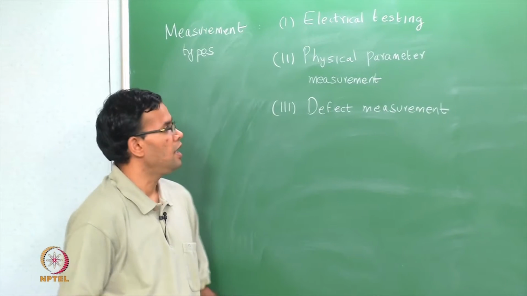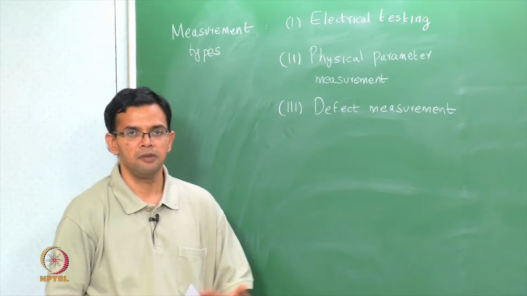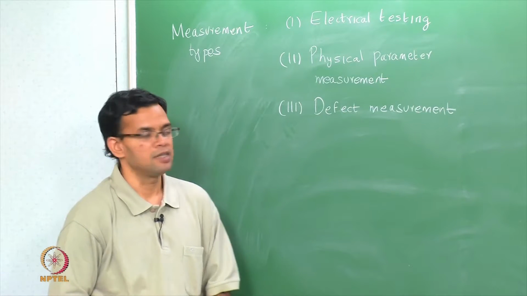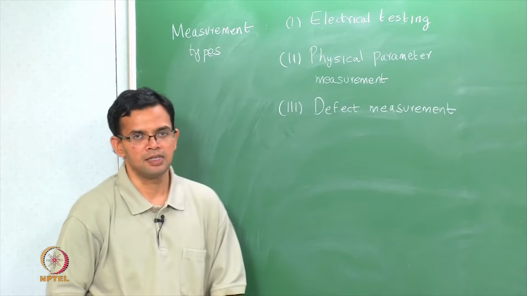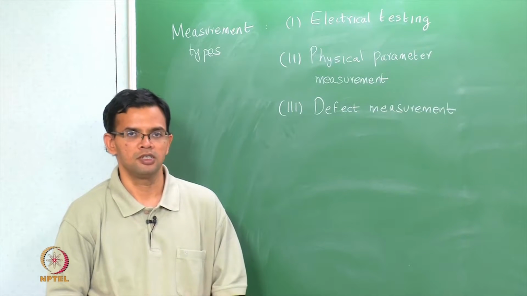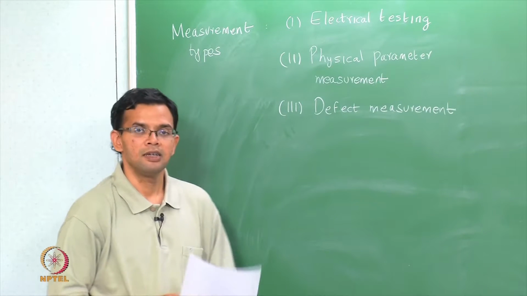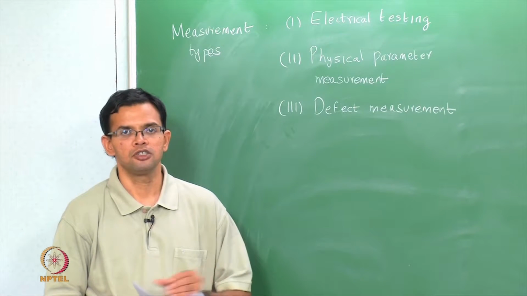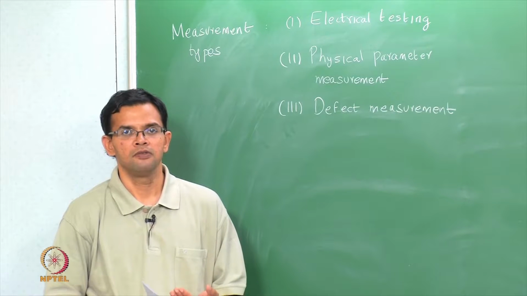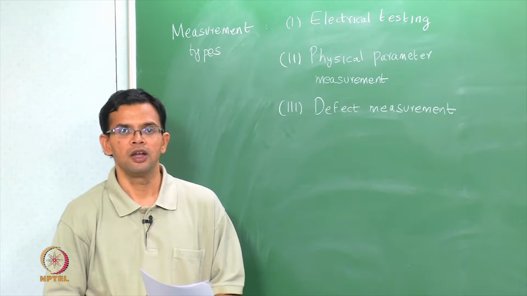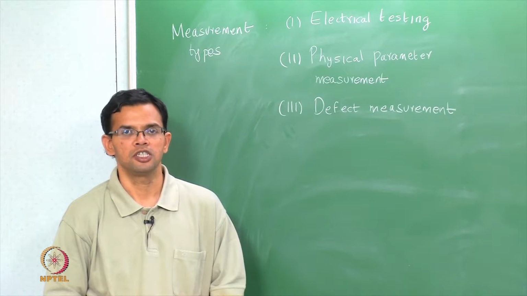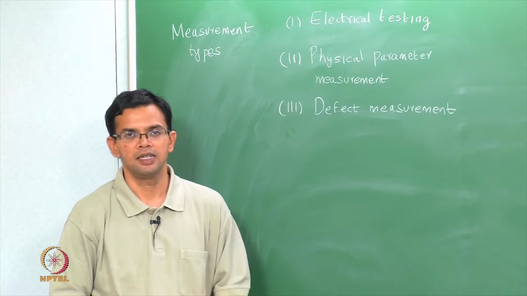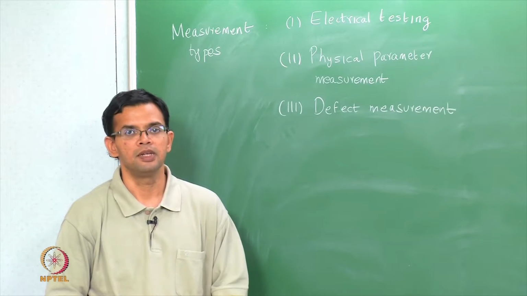Not all three are carried out for each and every process in the IC fabrication scheme. For example, usually defect measurement is carried out for almost all processes. Electrical testing is carried out only at select locations when certain portions of the device are defined. For example, if you do doping and you want to measure the dopant concentration, you can get that by the electrical testing process. We will see that in a minute.